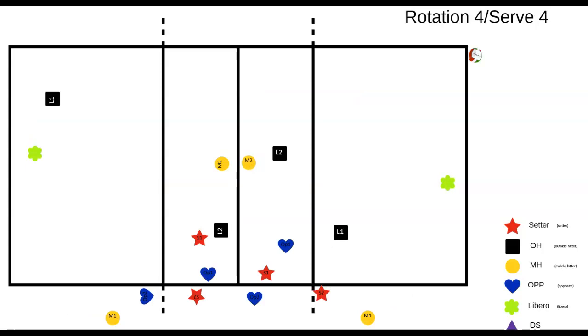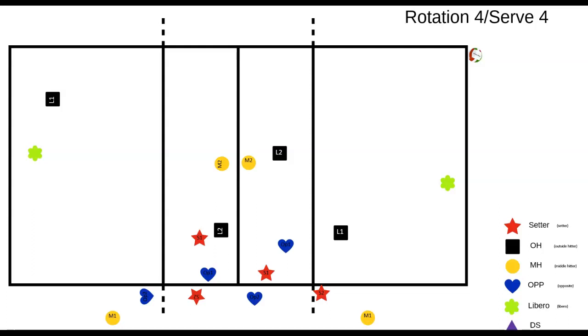In serve receive 4, our setter is moving to the front row and our opposite is moving back to serve. So in this, we're running with 2 setters. That means we now need to make a substitution. So we need to bring in opposite number 2 and setter number 2. We're going to pay attention to what that looks like.